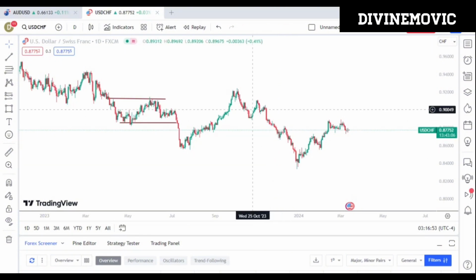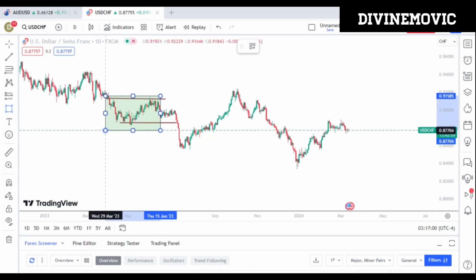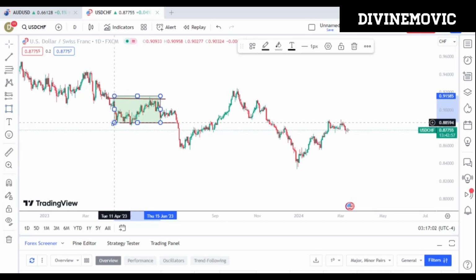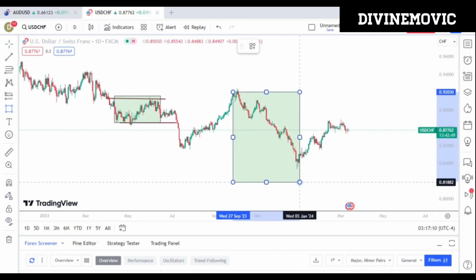So at this phase here, the market was simply in a ranging phase by simply creating equal highs and equal lows. From this place to this place, equal highs and equal lows. And at this range here, price was simply creating lower lows and lower highs.